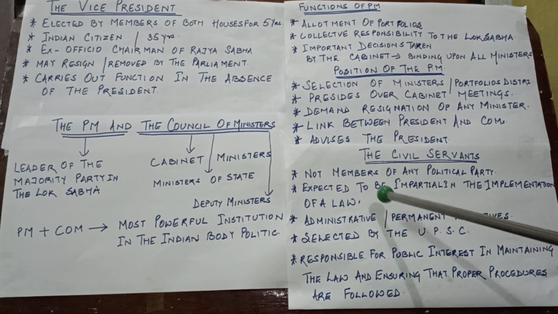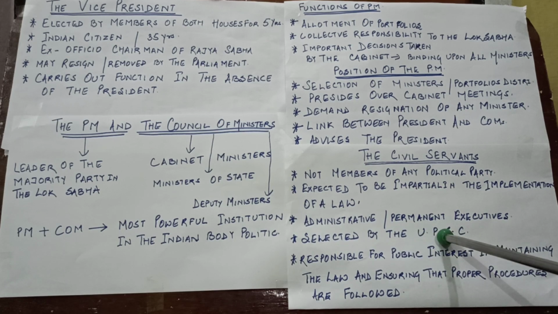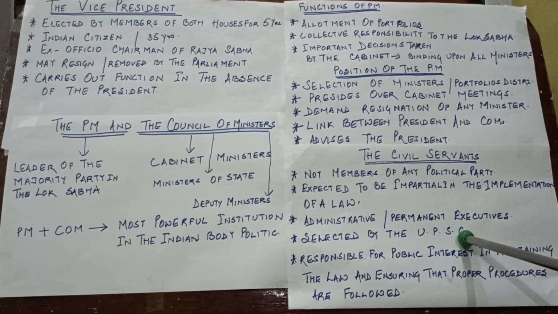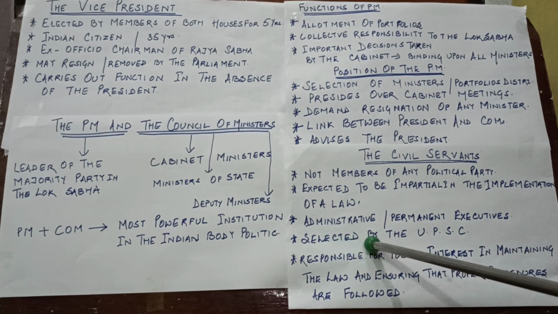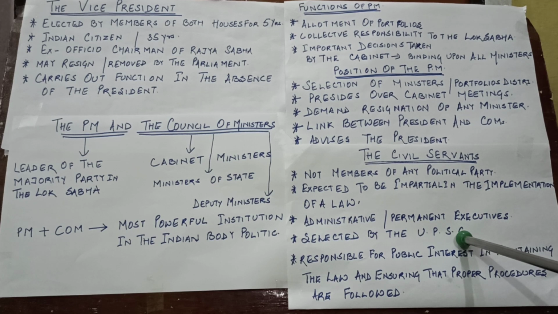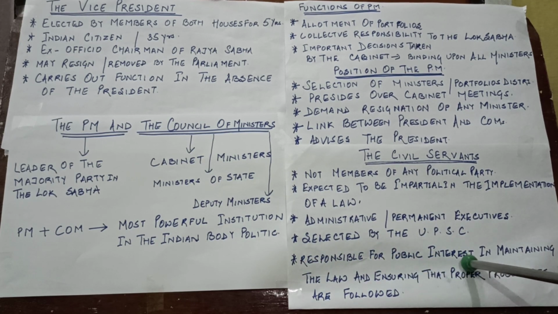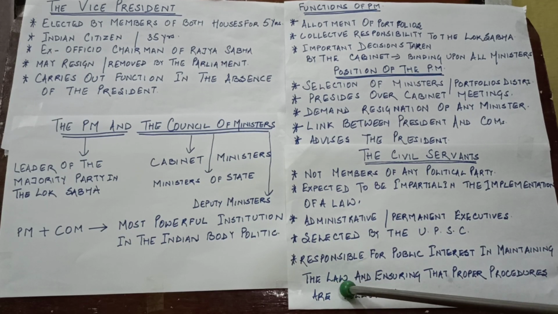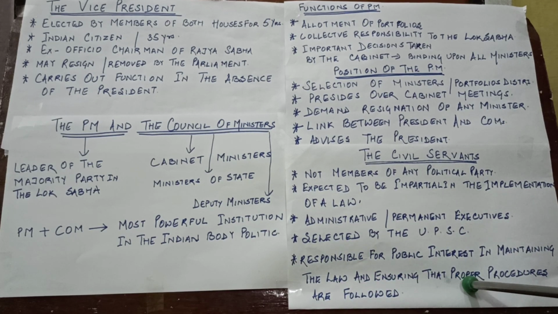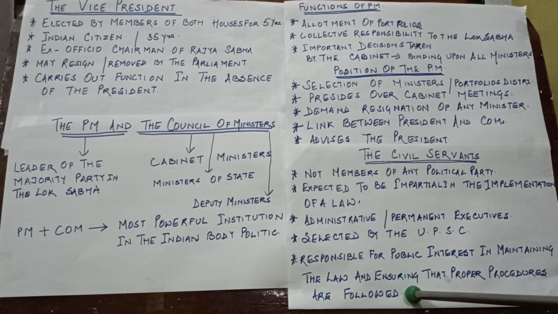Now, how are they selected? They are selected by the Union Public Service Commission. Most of the civil servants at the states are selected by the Union Public Service Commission, and they are responsible for public interest in maintaining the law and ensuring that proper procedures are followed.